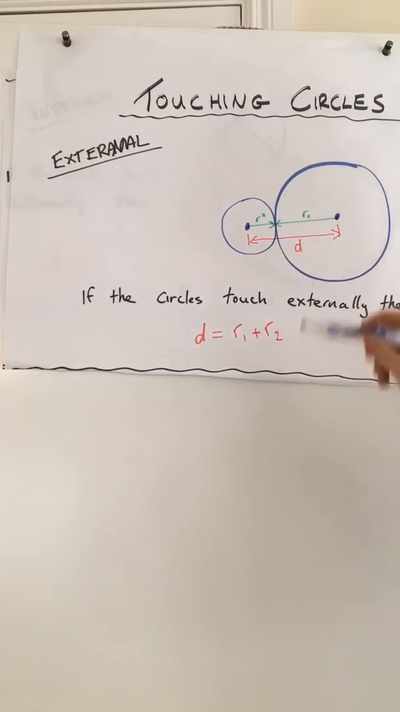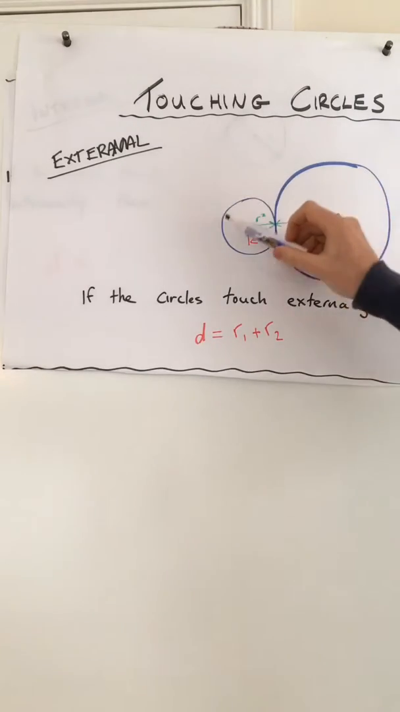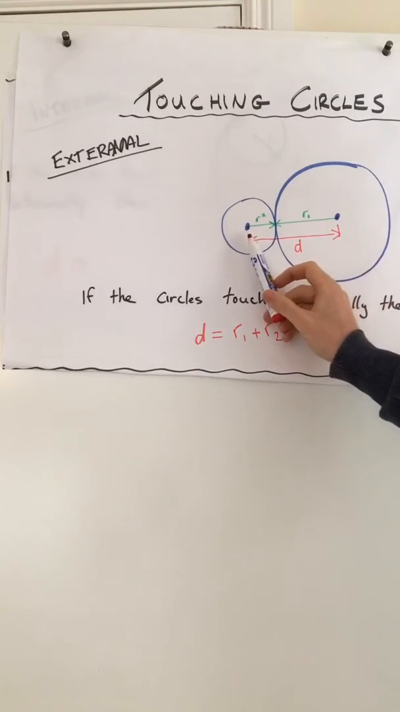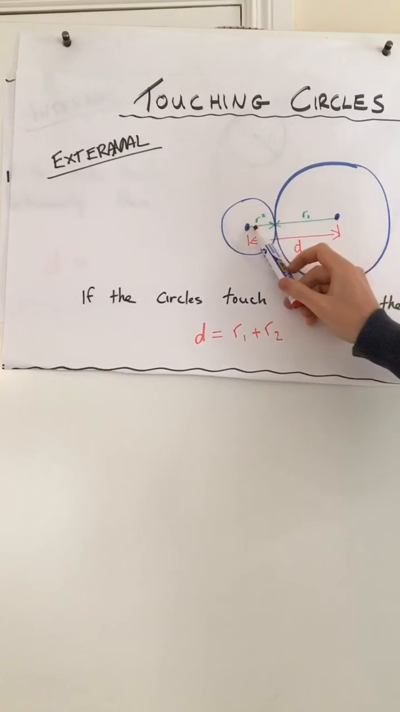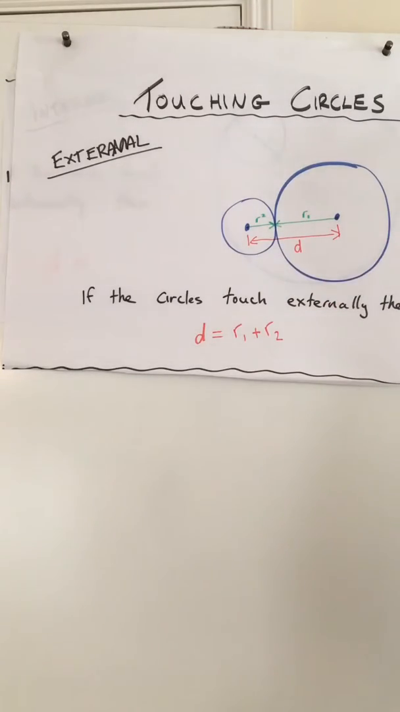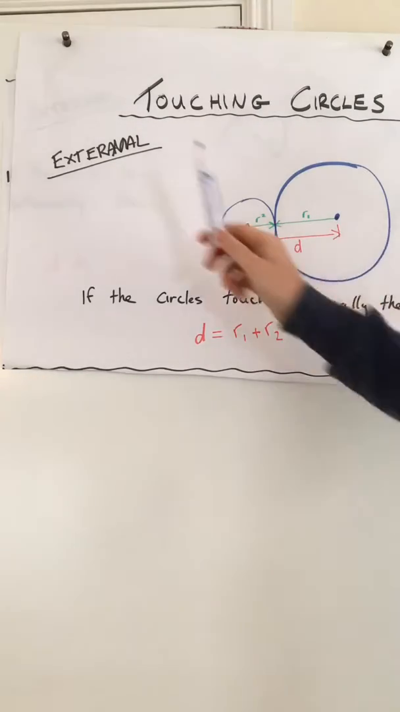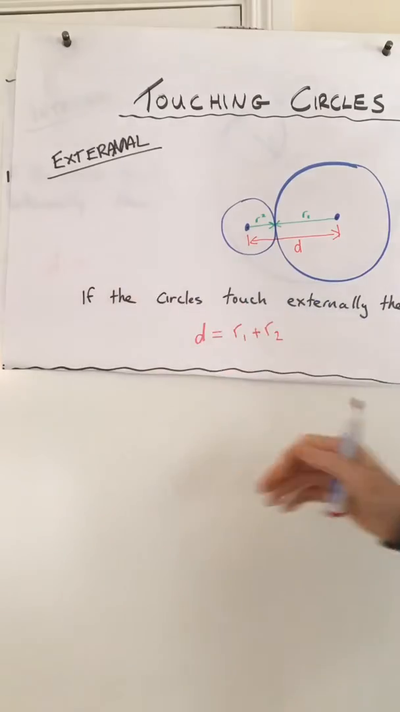Let's just go over that because it's very, very important. If they touch perfectly externally like that, then the distance between the two centers should be the same as the first radius plus the second radius. So that's only if the circles touch externally.